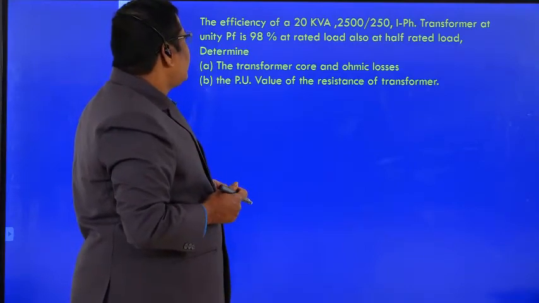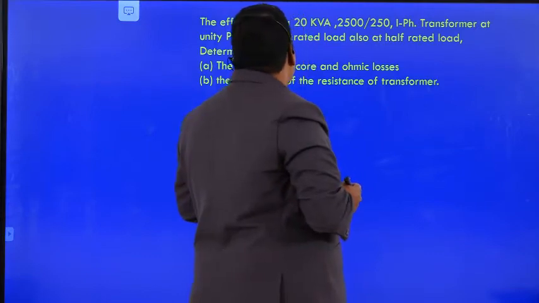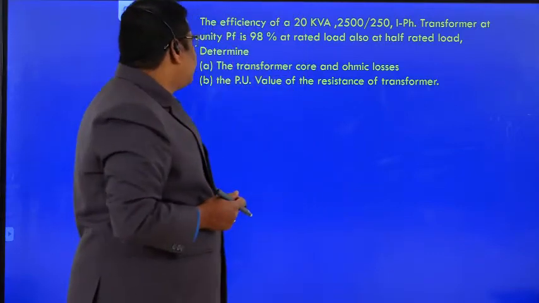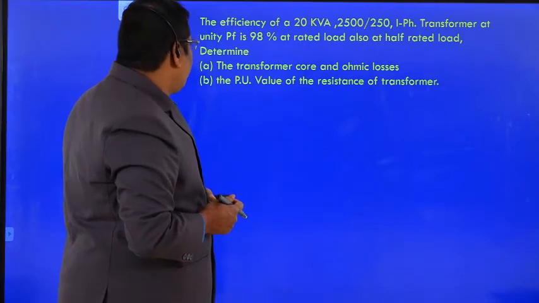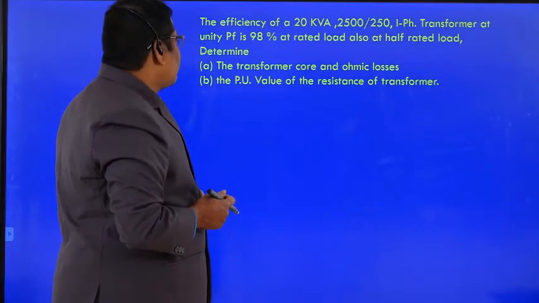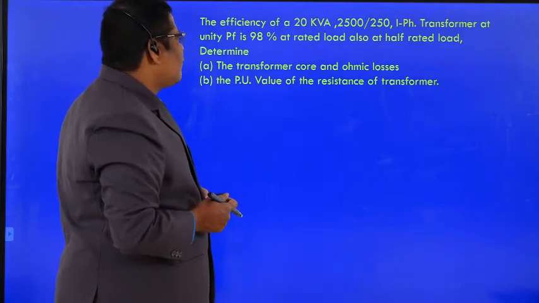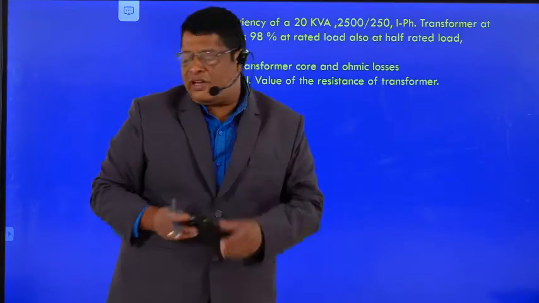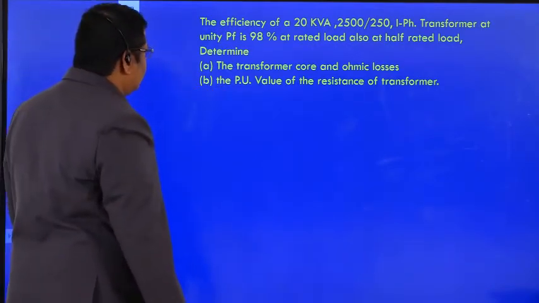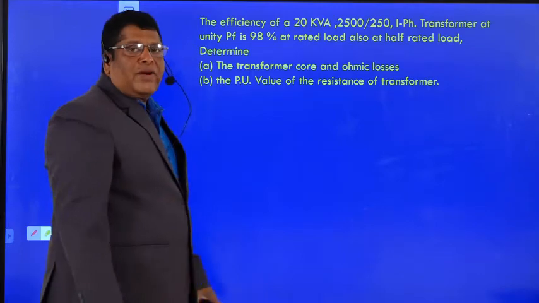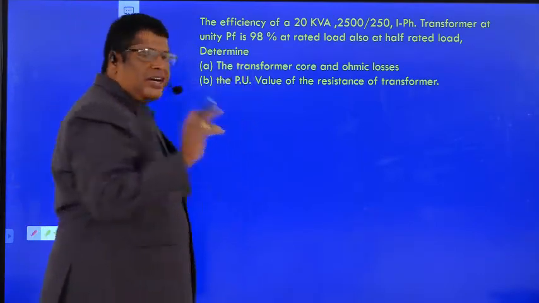The efficiency of a 20 kVA, 2500 by 250 single phase transformer at unity power factor is 98% at rated load, and also at half load. Determine the transformer core and ohmic losses and the per unit value of resistance of the transformer. The efficiency at full load as well as half load is given, that is 98% at unity power factor.